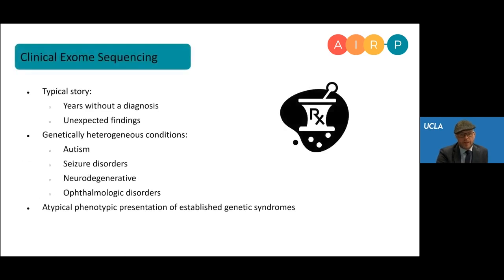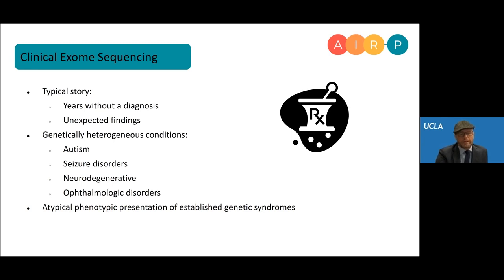So clinical exome sequencing is ideal in settings where there's a typical history of years without a diagnosis, of a lot of clinically unexpected findings, and no one can put the pieces together. And many times the reason that all of these unrelated and unexpected clinical symptoms are related is because there's a gene that is known to predispose to all of them, or a genetic change that's predisposing to all of them.